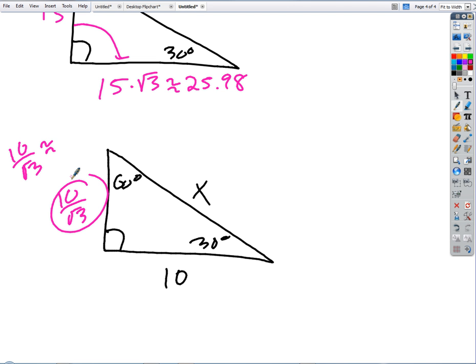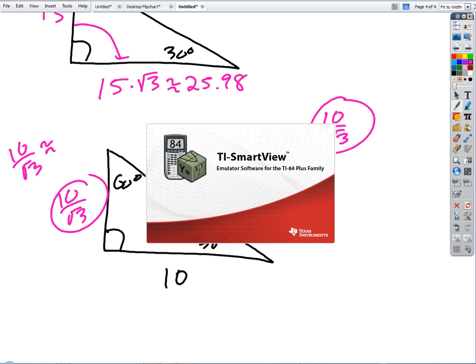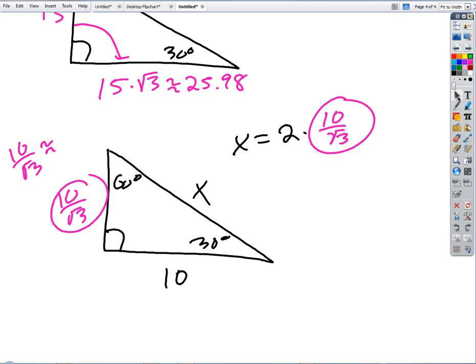When I go up to here, I'm going to take that number and do what to it to get from the short to the hypotenuse? Times by 2, because 2 is the magic number and I'm getting bigger, right? So the answer up here is going to be x equals 2 times whatever 10 divided by the square root of 3 is. So how do I do that on a calculator without accumulating any rounding error? It's easy to do. What do you suggest? What do you think?